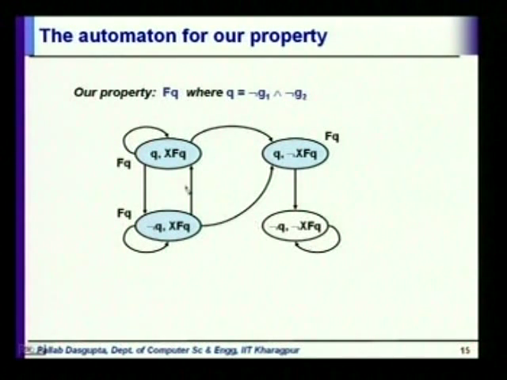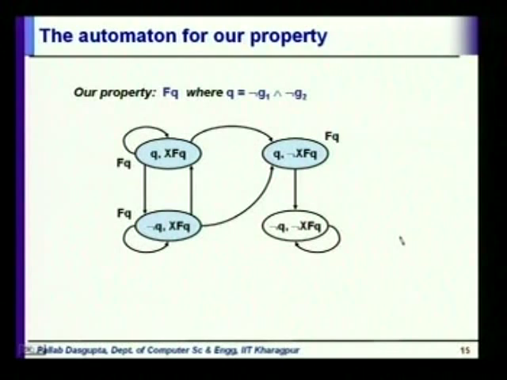Now, let us see. I have four states: states which satisfy Q and XFQ, Q but not XFQ, not Q and XFQ, not Q and not XFQ. Now, this state satisfies FQ because Q is true there, this state satisfies FQ because Q is true here, this state satisfies FQ because though Q is false here, XFQ is there. So, this also satisfies FQ, right. And this state, which does not satisfy Q and does not satisfy XFQ, does not satisfy FQ. Now, see, this labeling of states with FQ is done even without looking at the transitions.